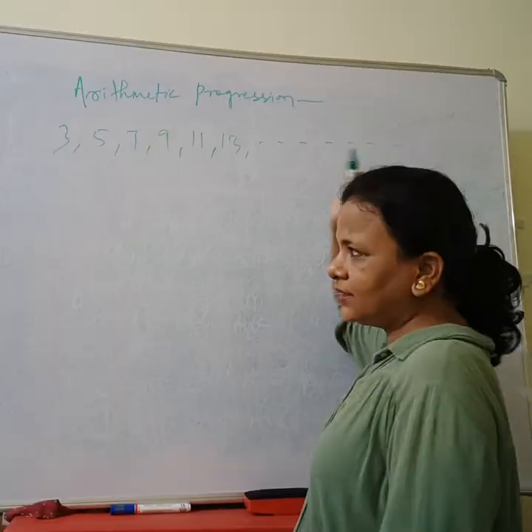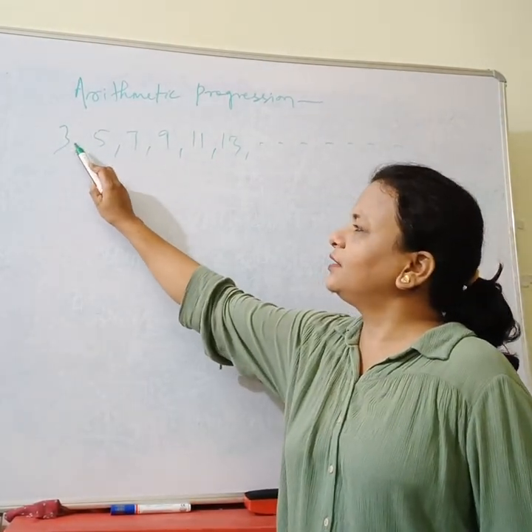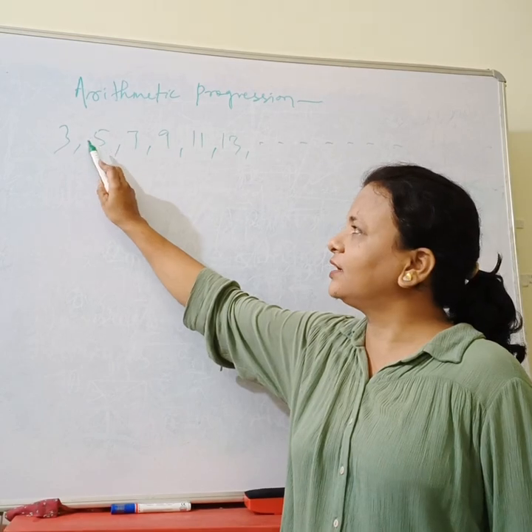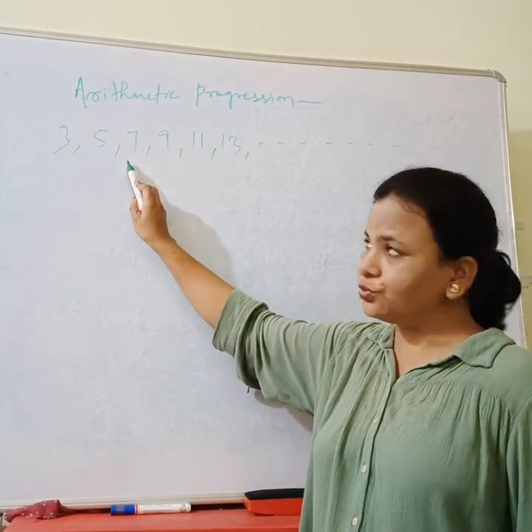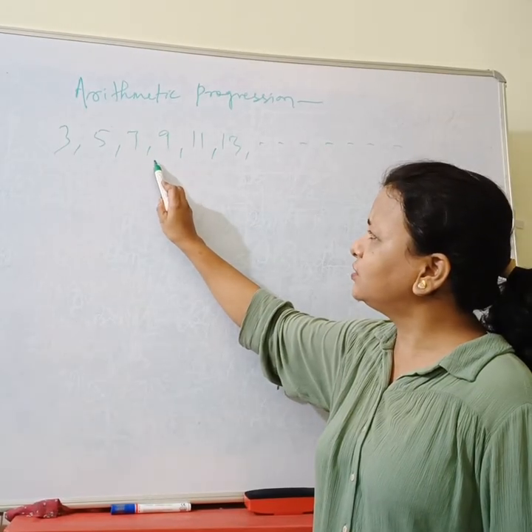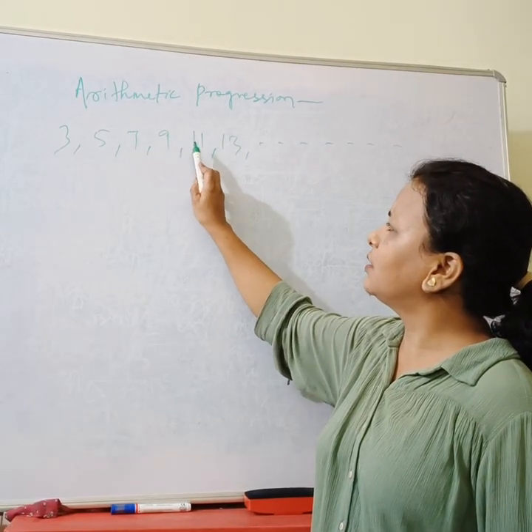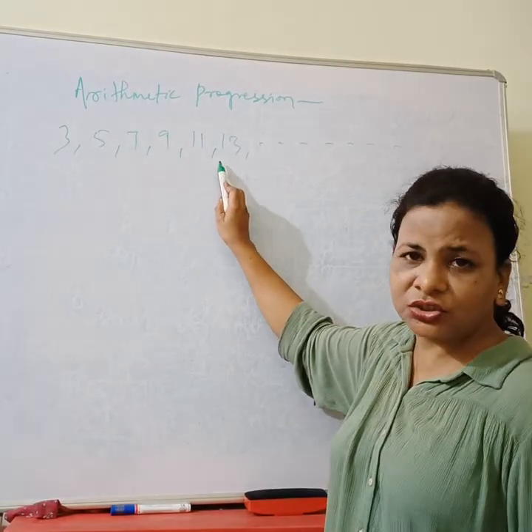Like this, if the list continues, we can easily find the difference between 3 and 5. First term and second term, the gap is 2. Second term and third term, the gap is 2. Third term and fourth term, 7 and 9, their difference is 2. The fourth and fifth terms, the difference is 2. 11 and 13, their difference is 2.